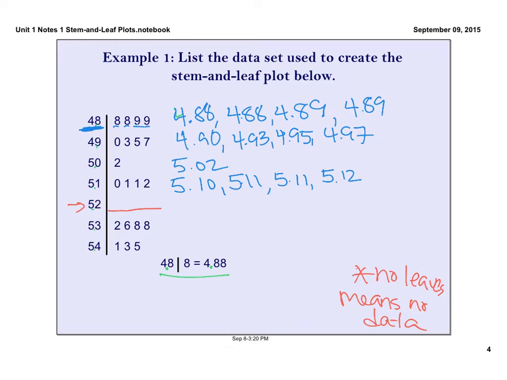Up here in the row above it, I had an actual 0 for a leaf. That's where my 5.10 came from. But down here in the 5.2, there is no 0. There's no leaf at all. So then there is no data in that row.